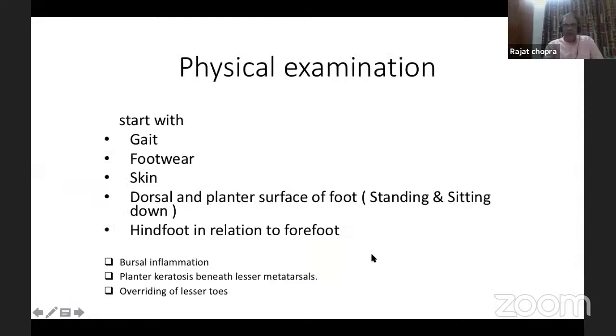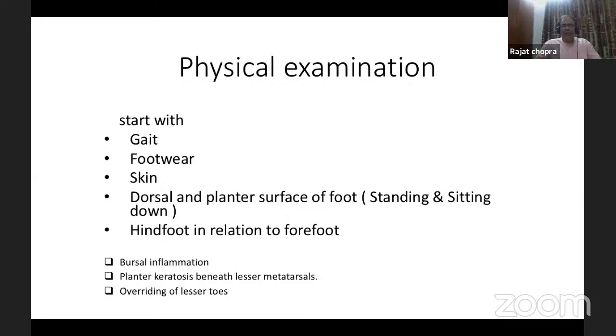So now you have got 5 minutes, your examiner is standing next to you, and you have to examine the case. I will not go into the detail because all my colleagues have discussed all the tests so far. Basically in 5 minutes, you start with the gait. You ask the patient to walk, you take the footwear in your hand and examine it. The footwear will give you the bumps and the wearing out of the sole, and on the bunion side also you will be able to appreciate the wear and tear.